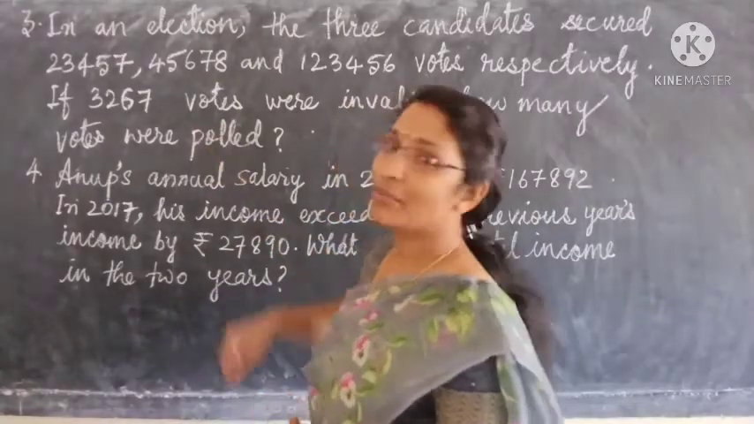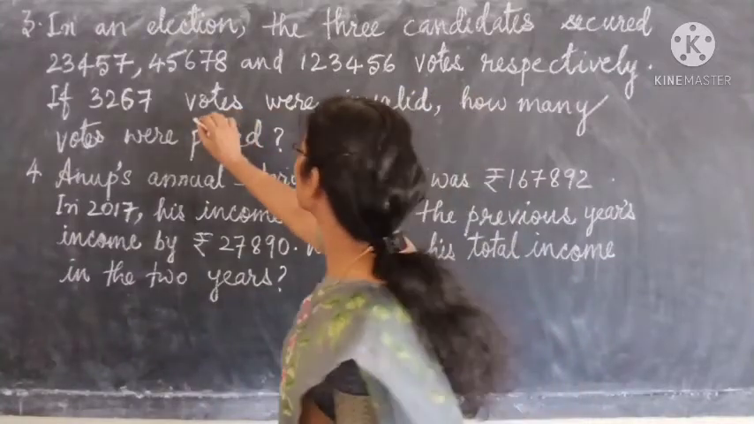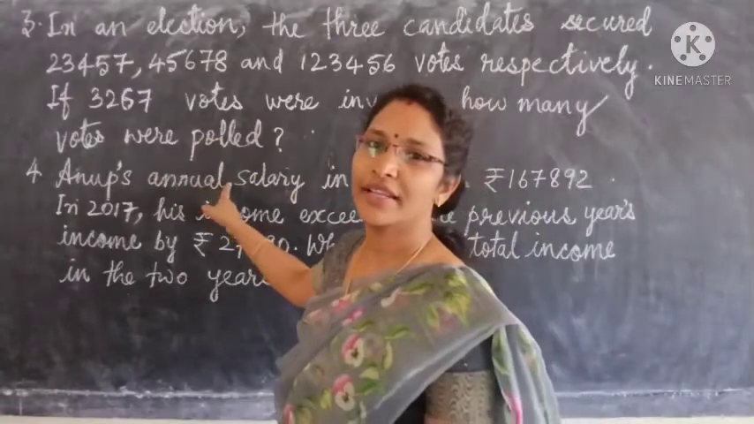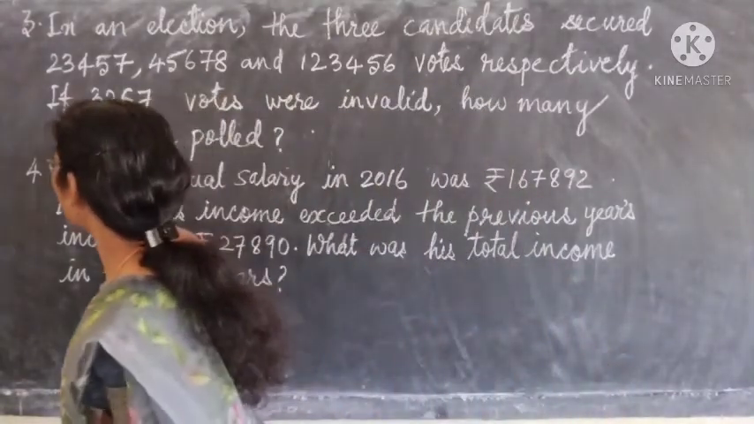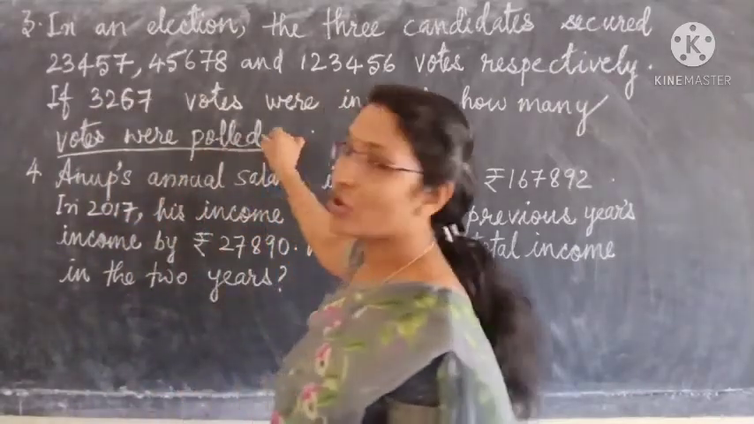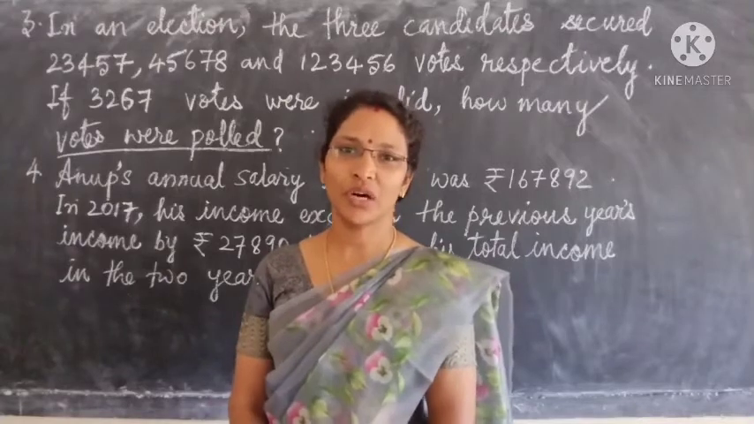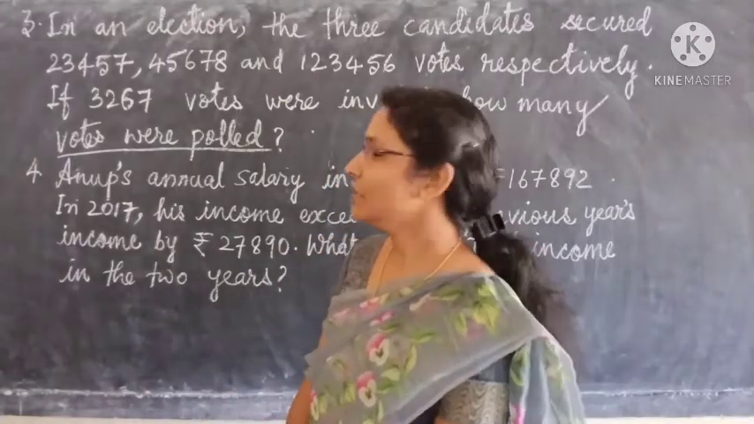Then the last comes the answer statement. When you add them all, what are you going to get? The final answer, what is that? Therefore, how many votes were polled? That is the last sentence, then the question. We can write, therefore, total number of votes polled is equal to what sum you are getting. Okay, that's the way we have to do question number 3.